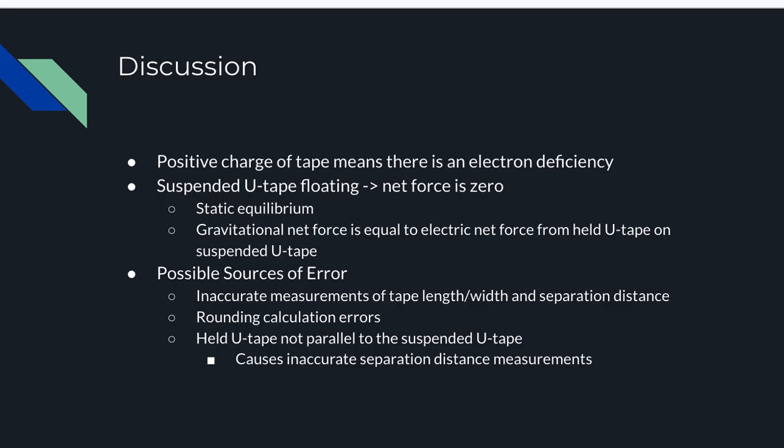Basically, we conclude that the positive charge of the tape means there's an electron deficiency. The suspended U-tape floating meant that the net force was 0 due to the gravitational and electrical force. Possible sources of error were inaccurate measures of the tape length, width, and separation distance, rounding calculation errors, and the held U-tape was not parallel to the suspended U-tape, so it could have been at an angle, which caused inaccurate separation distance measurements.